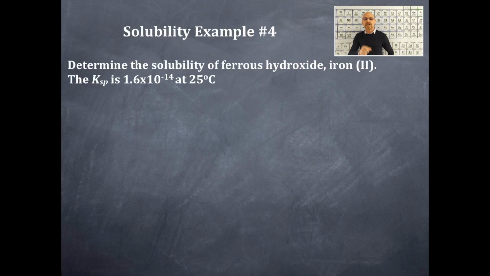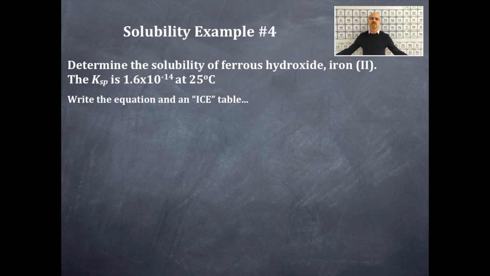So today we are talking about solubility example number 4. We're going to determine the solubility of ferrous hydroxide. Ferrous is iron 2. The Ksp is equal to 1.6 times 10 to the negative 14 at 25 degrees Celsius. Remember, all K values are temperature dependent, so we do need to include that temperature.